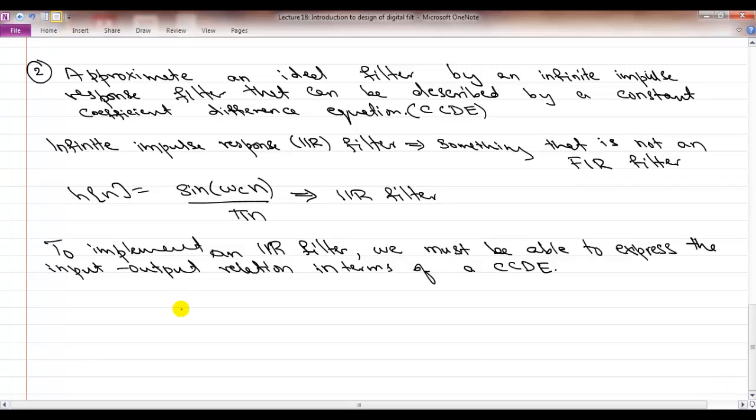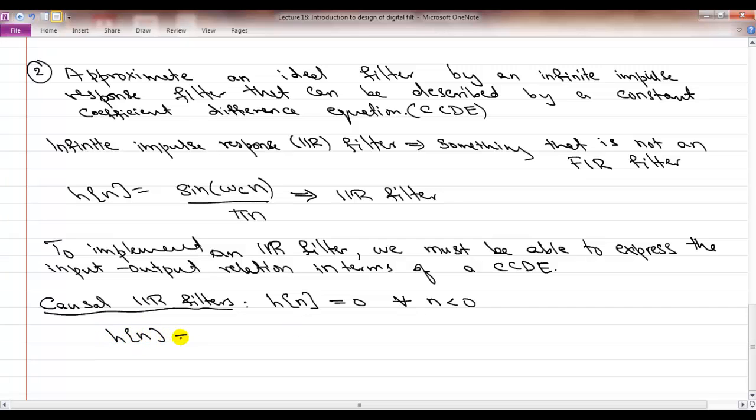Now, just like the FIR filters, we are only going to be interested in causal IIR filters, which are defined the same way. A causal filter is defined in the same way regardless of whether you have FIR or IIR: h[n] is equal to 0 for all n less than 0. In that case, a causal IIR filter starts at 0 or some point after 0, but keeps on going till infinity. For example, h[n] equal to 0.5 to the n times u[n], where u[n] is the unit step. This is a causal IIR filter.